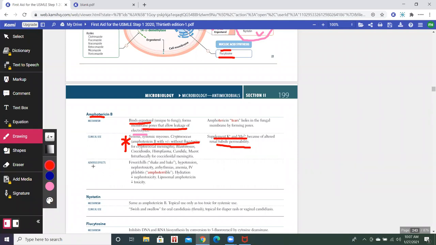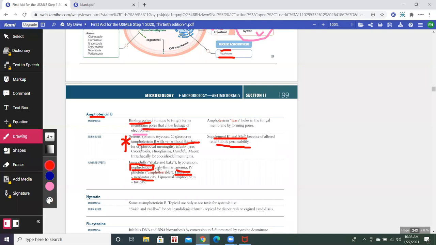Next one is adverse effects. And adverse effects are fever, chills, hypotension, nephrotoxicity, arrhythmia, anemia, IV phlebitis. Now, from all of this over here, what you have to remember absolutely is this one: if you have to give a patient amphotericin B, make sure that you hydrate the patient properly to decrease nephrotoxicity, because the only high yield adverse effect of amphotericin B is nephrotoxicity.